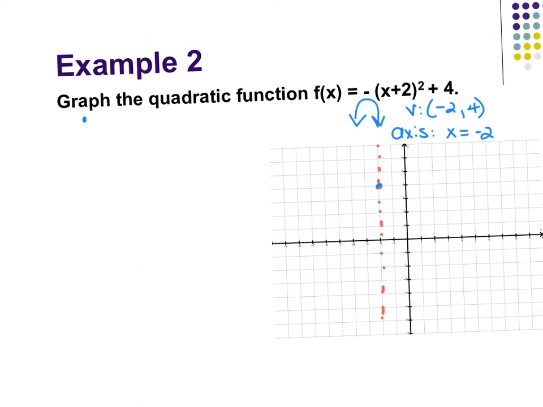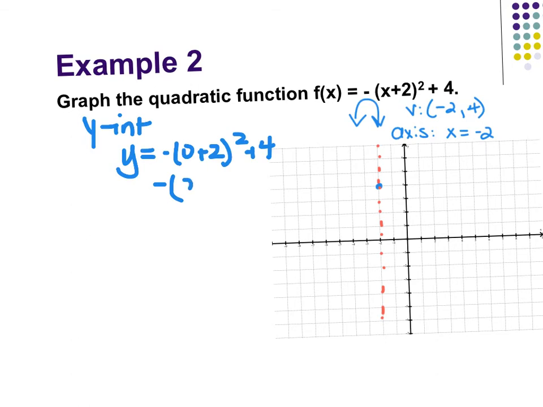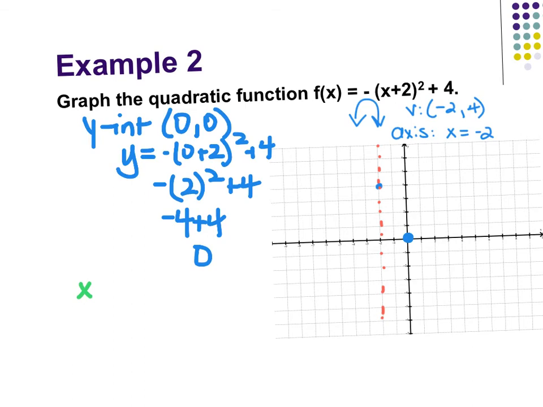So y-intercept is y equals negative 0 plus 2 squared plus 4. Negative 2 squared plus 4 means square the 2 first and then take the negative. So this is negative 4 plus 4, which is 0. Now I've got another point. My x-intercept, which I already know one of them is 0, 0, but there might be another one.